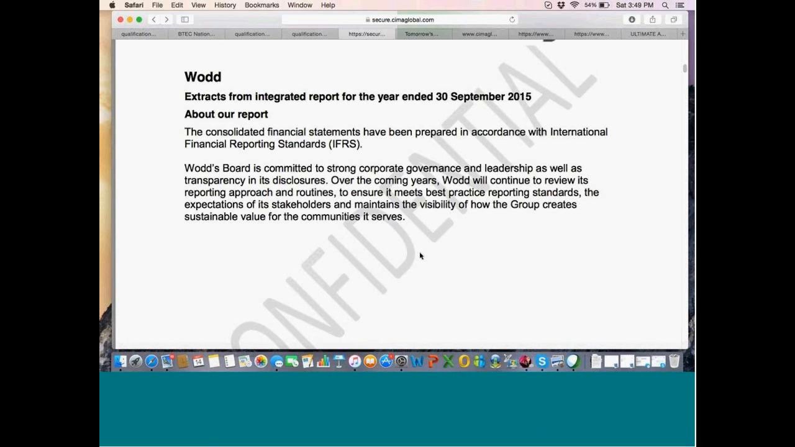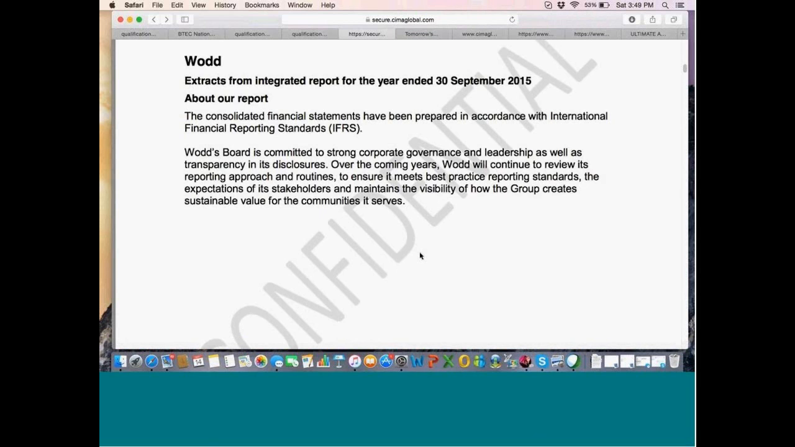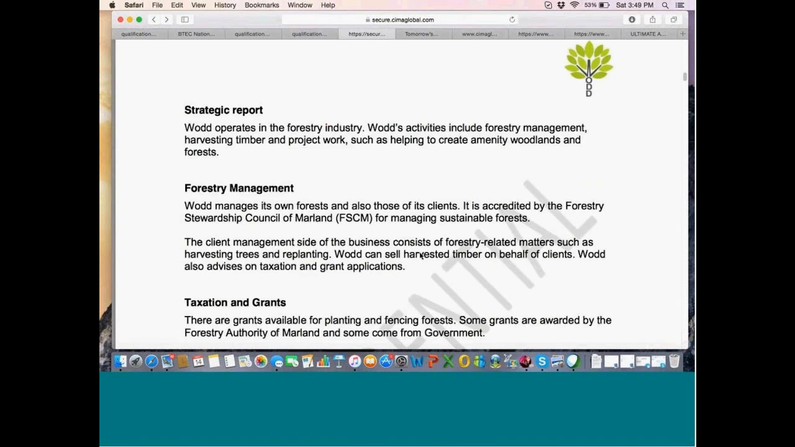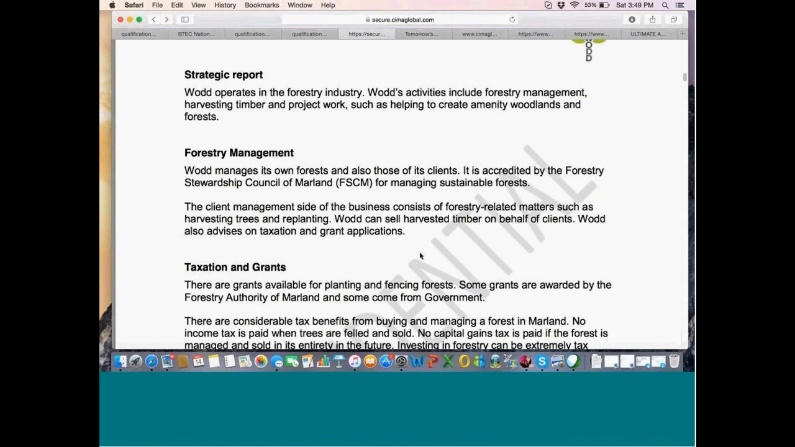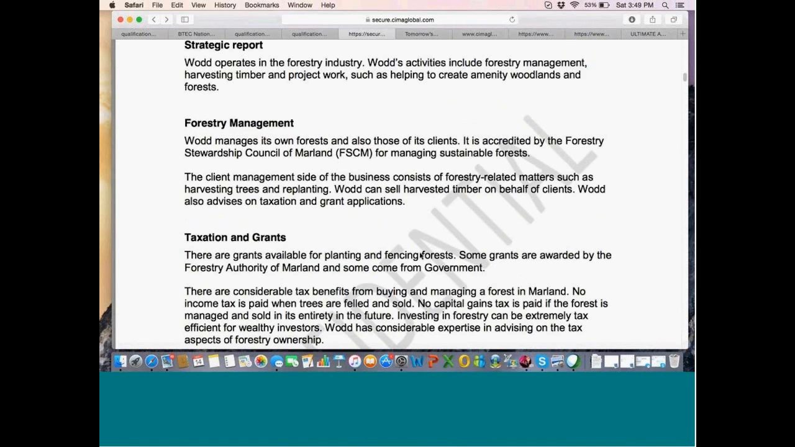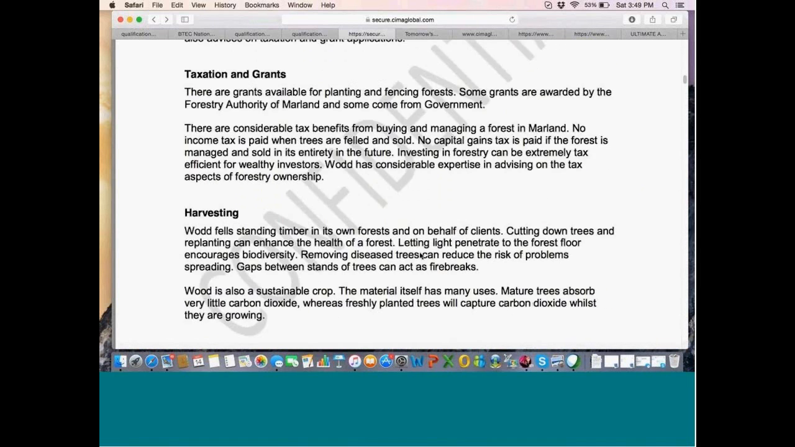Okay, I will touch on even some things like big data. I need information from internal as well as external sources, again not only financial but others as well. Okay, is that clear? Clear. Right. Now I'm looking at the strategic report: the forestry management, taxation and grants, harvesting. So these are the things that they are talking about.